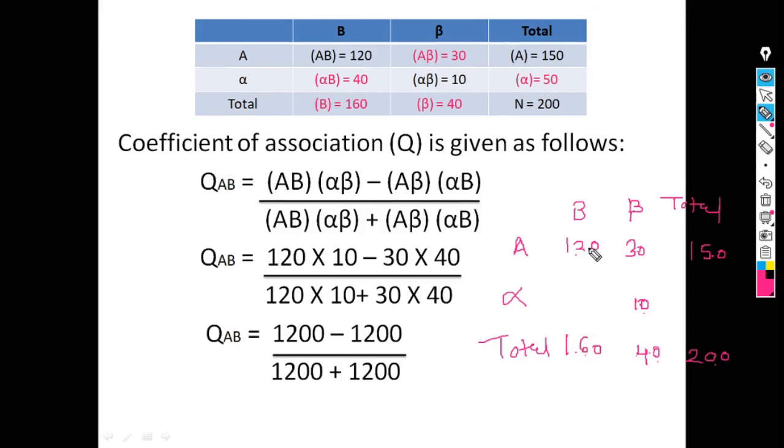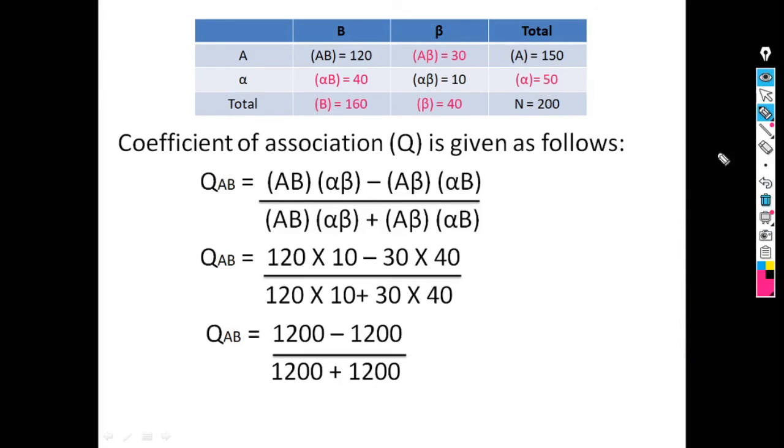Now from these two values, meaning the value of AB and B, we can calculate the value of alpha B. So alpha B is 160 minus 120, which is equal to 40. And the value of alpha is 40 plus 10, that is equal to 50. Means from this we can find our missing frequencies.